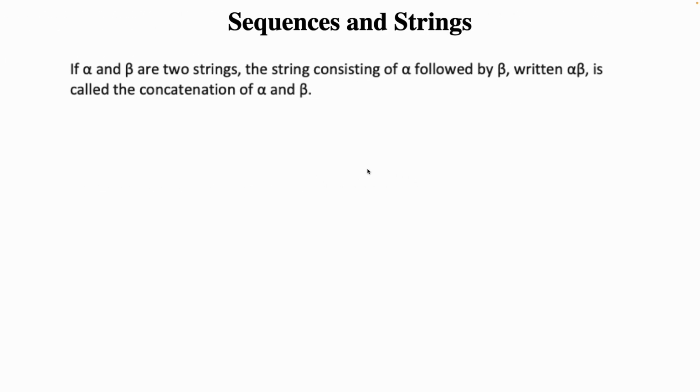Okay. If alpha and beta are 2 strings, the string consisting of alpha followed by beta is written alpha beta. That's called a concatenation of alpha and beta. So that's what a mathematician would call the catenation of 2 strings. Computer scientists would call that concatenation too. When you have one string and you create a new string with the first string followed by the second string, you've concatenated them.